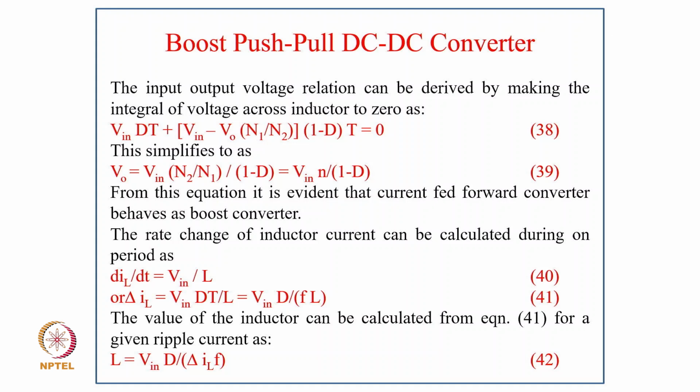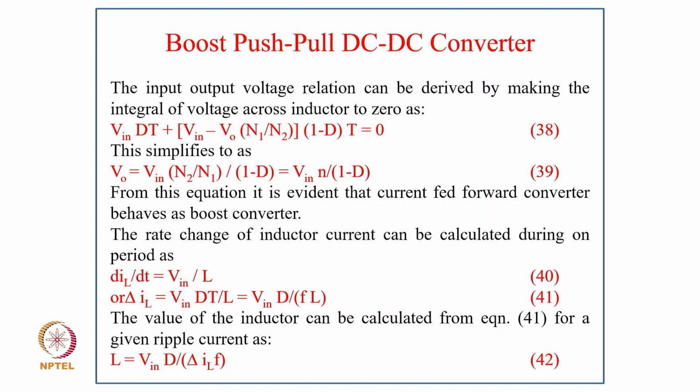So from this equation it is evident that the current-fed forward converter behaves as a boost converter, and the rate of change of the inductor current can be calculated during the on period: dIL upon dt equals Vin upon L, or delta IL equals Vin dt upon L, or Vin D upon fL.